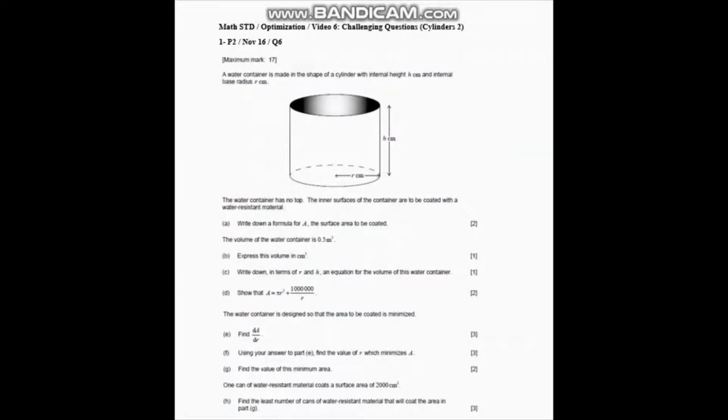Next, we are told to write down in terms of r and h an equation for the volume of the container. And the volume of the cylinder is well known. It is equal to pi r squared h. So this is the answer to C. In D, we are required to show that the area is equal to pi r squared plus 1 million over r. So let's take a look.